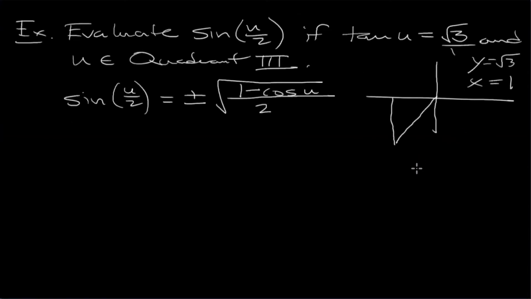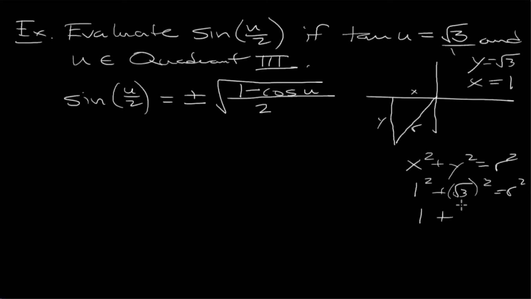Using the Pythagorean theorem, x squared plus y squared is always equal to r squared, because here's r, here's x, here's y. So that would be 1 squared plus root 3 squared equals r squared. And so that's 1 plus 3 equals r squared. So 4 equals r squared. So r equals, and here is where people get stuck. Remember that r cannot be negative.